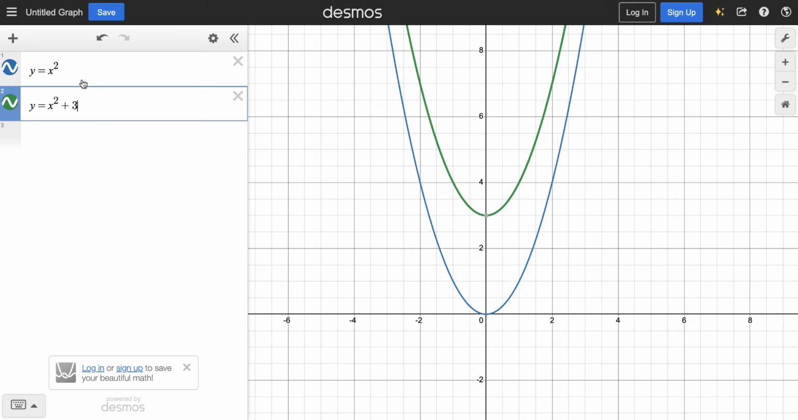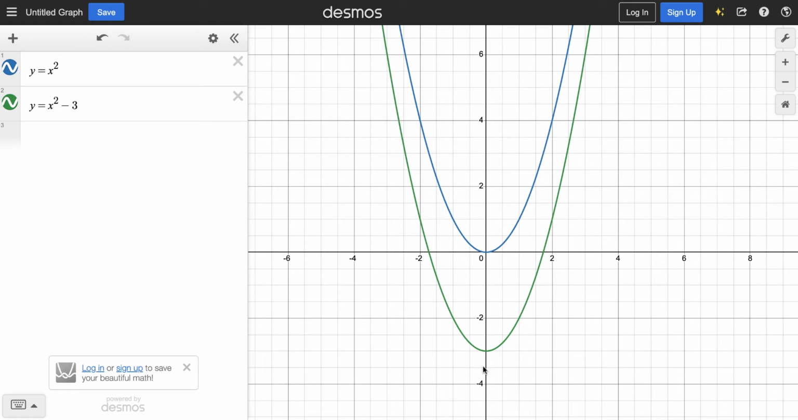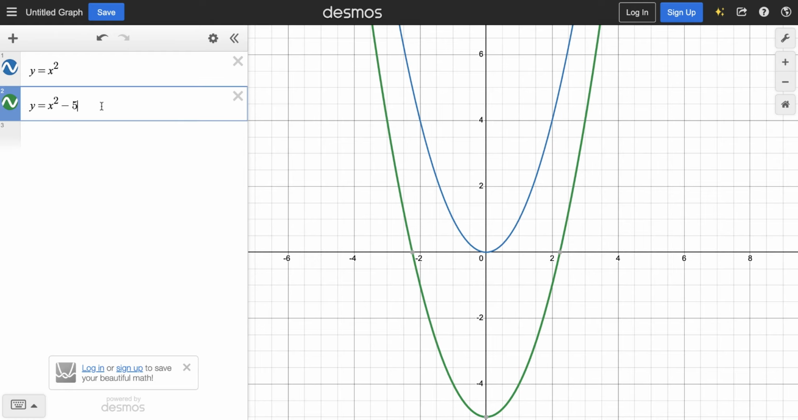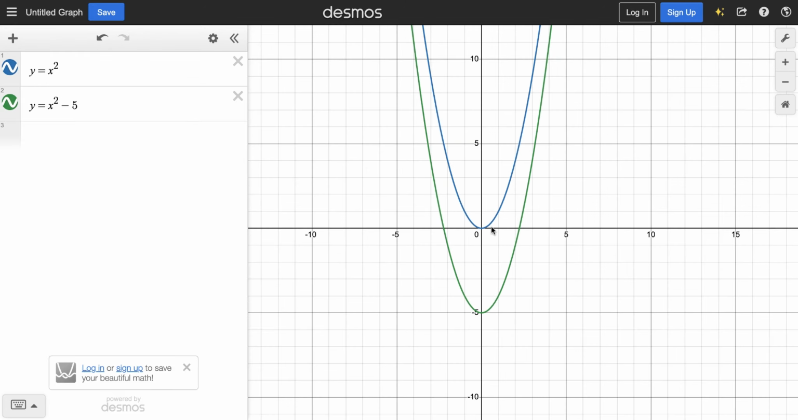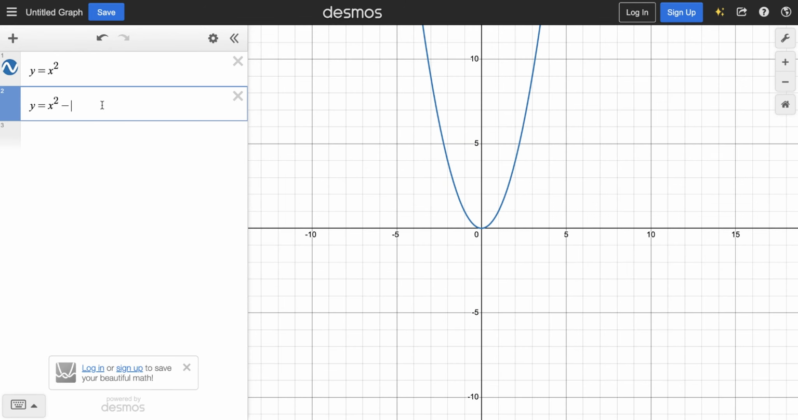If I added 3, it's 3 units higher. So when you add any amount to the end of this function, it's going to move it up by that amount. If I add 3 to the end, it's going to move it up by 3. Likewise, subtracting moves it down. So minus 4, minus 5, right? If I subtract 5 from it, I move it 5 units down. Adding moves it up, subtracting moves it down.